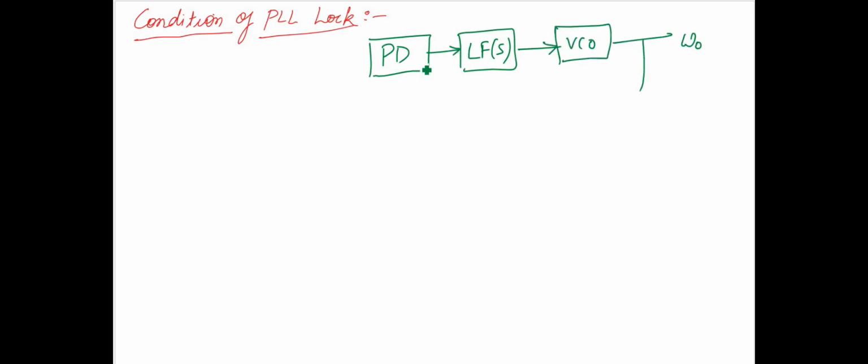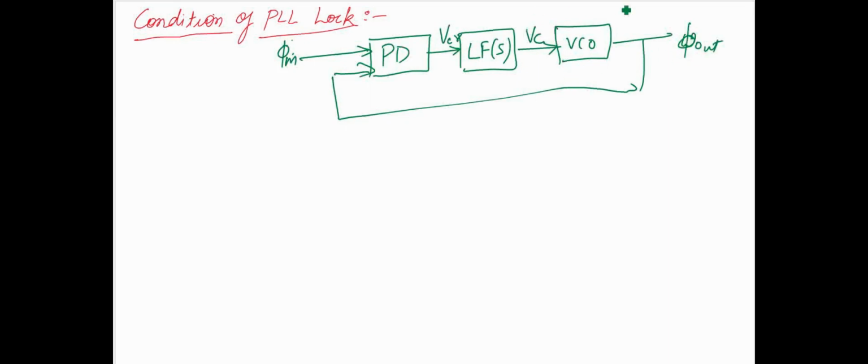As we saw in our PLL block diagram, it was the PD, then the low pass filter with its transfer function gain, and then the VCO. This was omega out, or V out, and then there was omega in, or phi in, and phi out also. It gives you V error, then VC, and this was phi out. This PD works on phi in; by comparing phi in and phi out, it gives you V error.